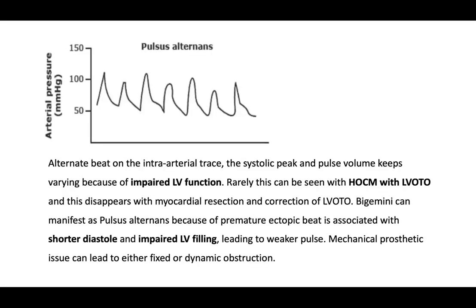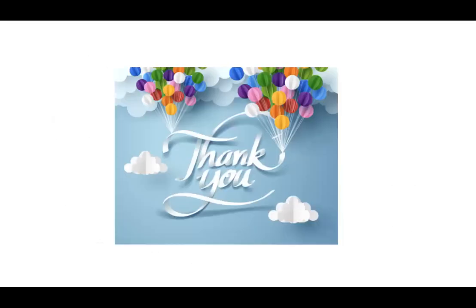So this is what is called pulsus alternans, which keeps varying at times in the intraarterial trace because of impaired LV function. Rarely this can be seen with hypertrophic obstructive cardiomyopathy with left ventricular outflow tract obstruction, and this disappears with myocardial resection and correction of the LVOT. That is why surgery has a place. Bigeminy can manifest as pulsus alternans because of premature ectopic beats, which are associated with shorter diastole because there is impaired LV filling. Mechanical prosthetic issues can lead to a fixed obstruction, but do not cause such a variable obstruction.